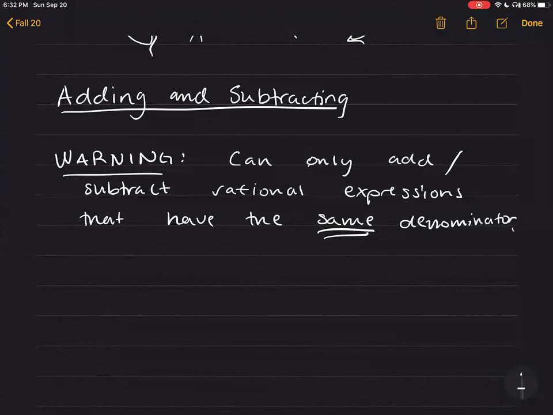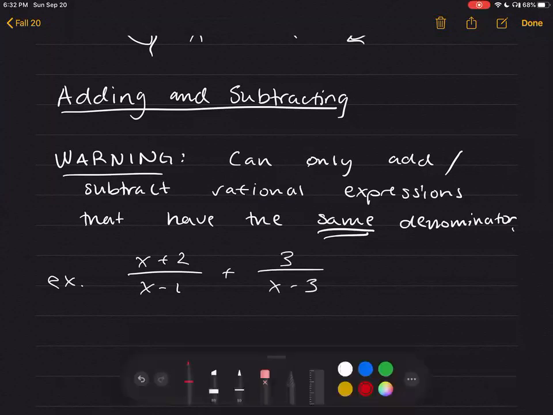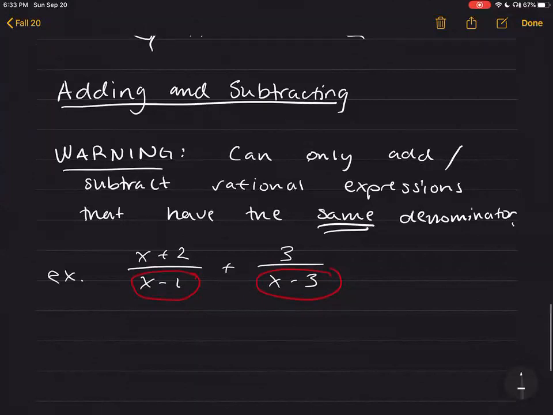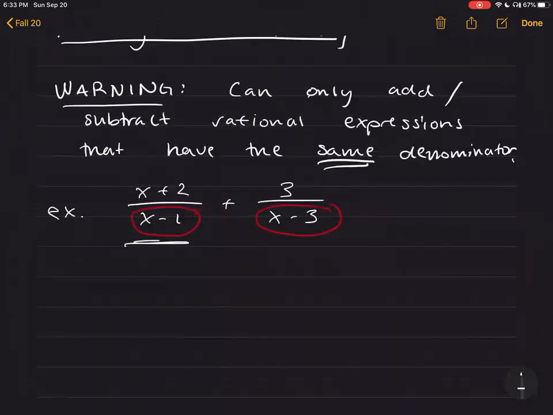Okay, so let's say you get something like x plus 2 over x minus 1, and then you want to add it to 3 over x minus 3. Now the problem here is that we've got an x minus 1 down here and an x minus 3 down here. And so we can't just go ahead and add these together and call it a day. We have to finagle around and do some black magic voodoo witchcraft stuff to try to get them over the same denominator.